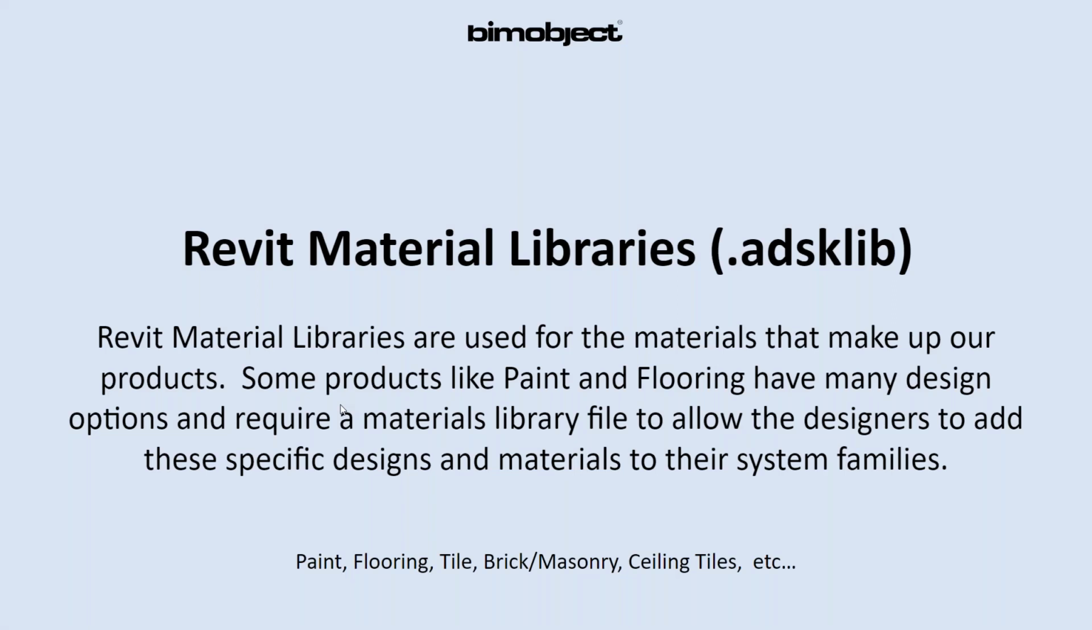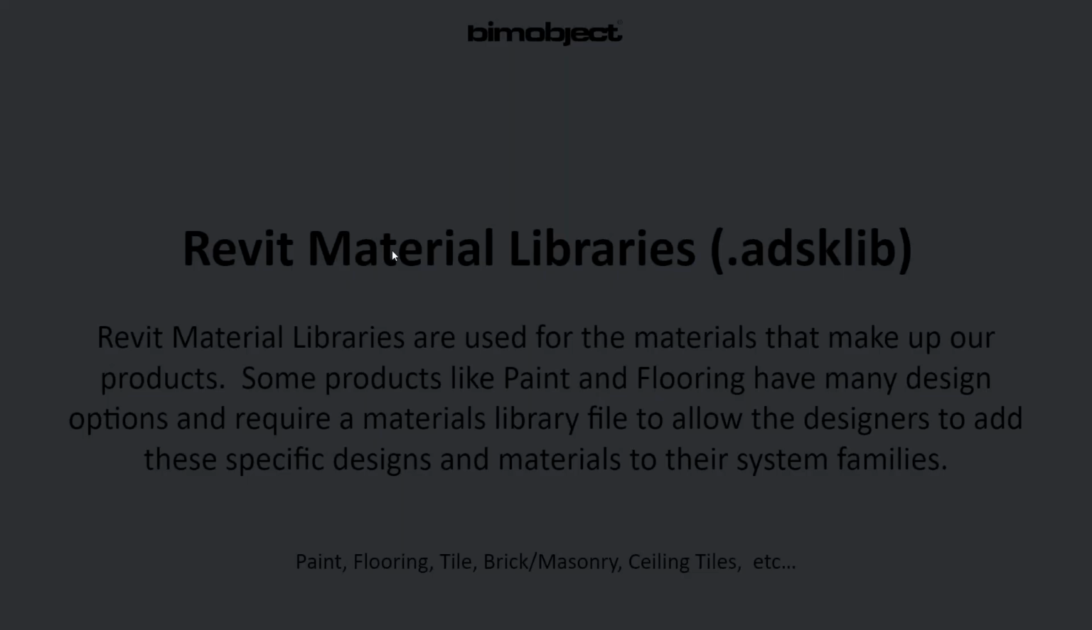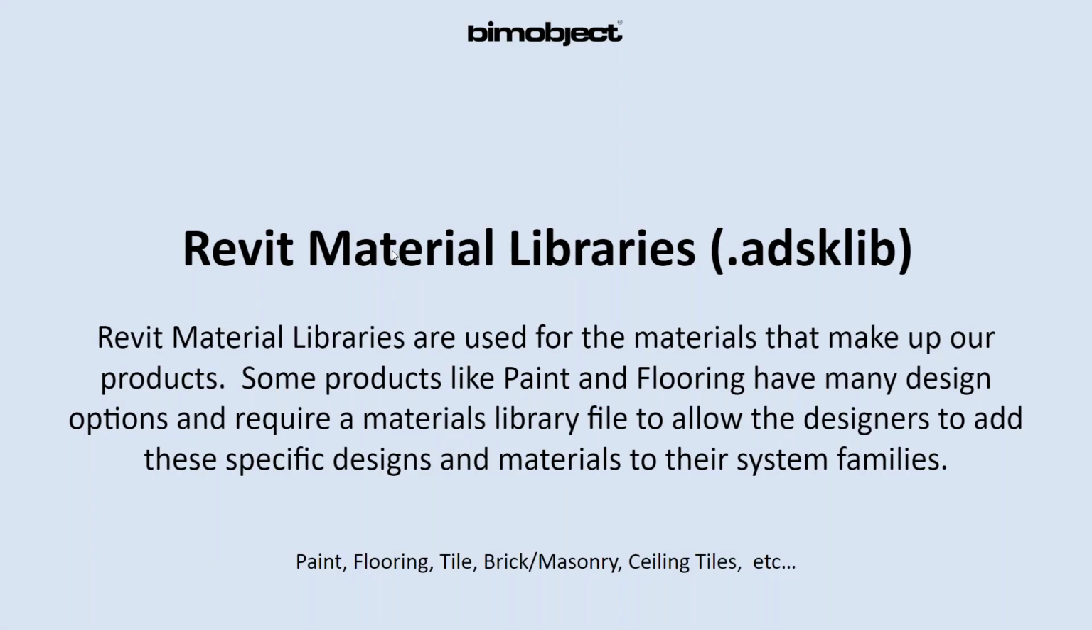Now we have a Revit material library. So this kind of fits in with the Revit system families because ultimately these are all materials here. And so when you're talking about material libraries, they're ADSK LIB. ADSK is a stock symbol for Autodesk, and LIB is short for library. So that's an easy way to remember it. It is an Autodesk library. It's not just used in Revit. It can be used in any Autodesk and other third-party software as materials.